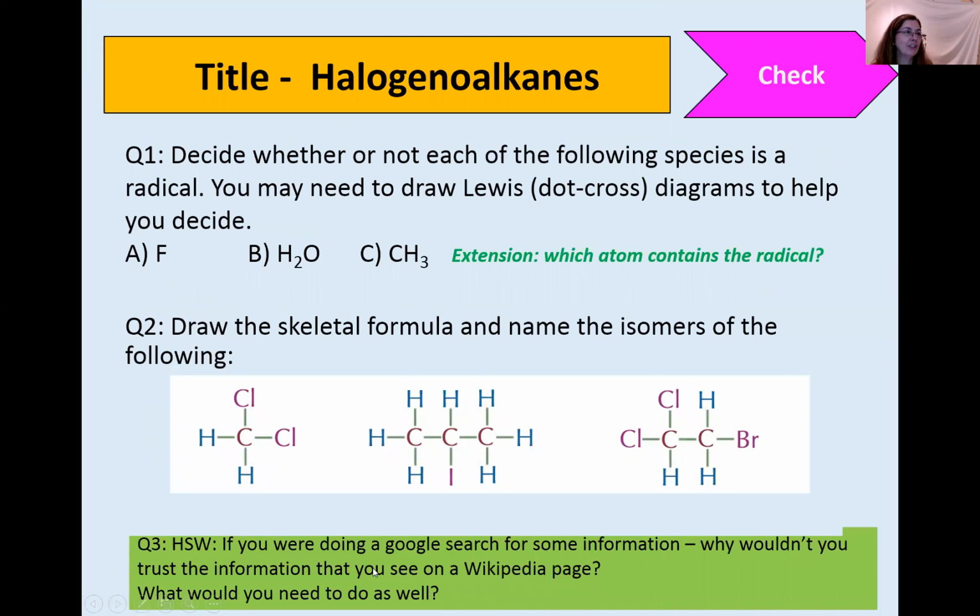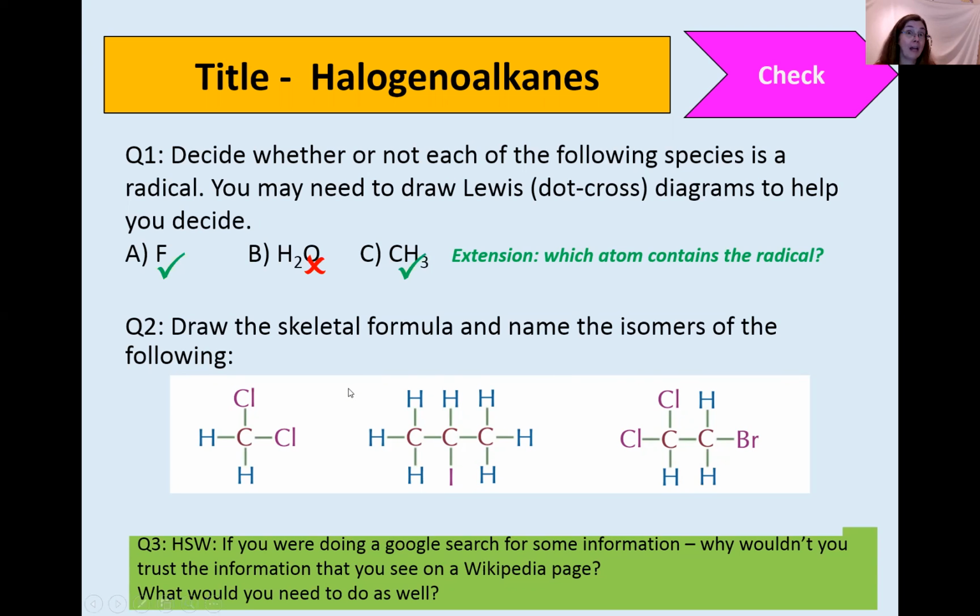Okay, so this is our check. The first one was: fluorine was a radical, water wasn't, and the methyl was a radical, and that's because they have a single unpaired electron. So which atom contains the radical? Well, obviously fluorine is the atom, water doesn't have one, and in the methyl it's the carbon that contains the radical.